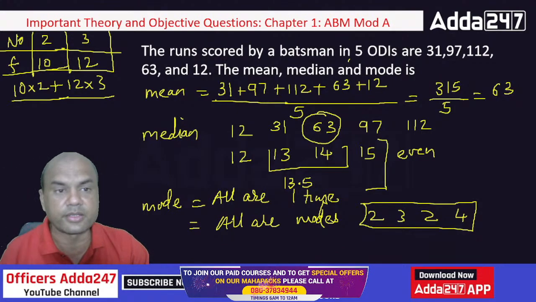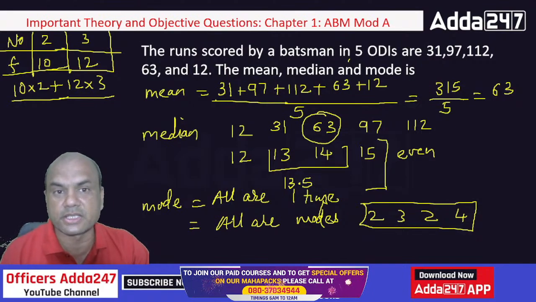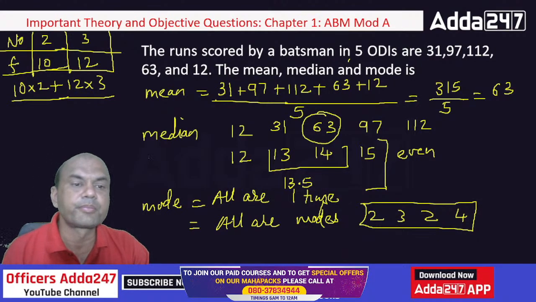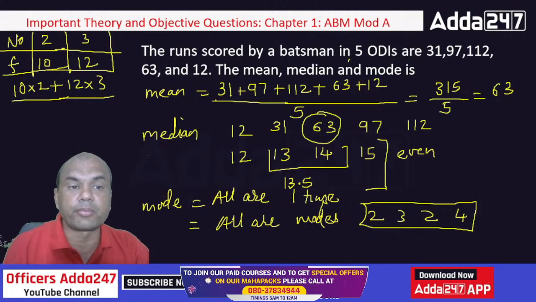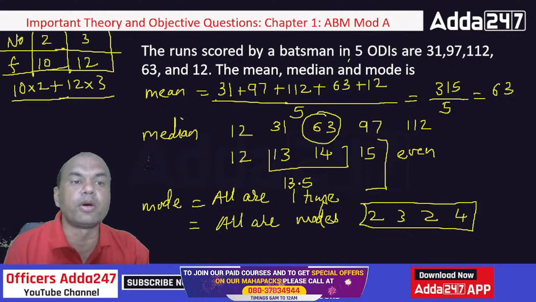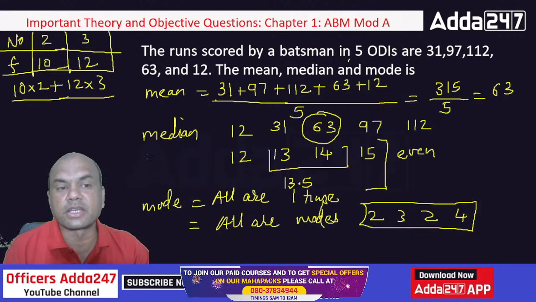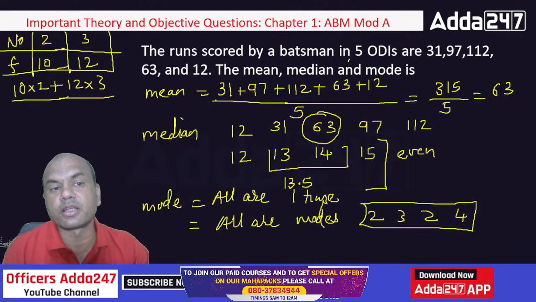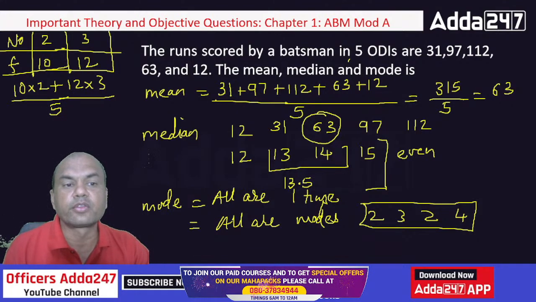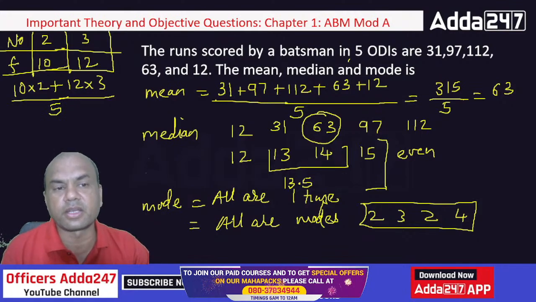This is if you are having the frequency as such. These are called grouped numbers. So this is how: 10 into 2 plus 12 into 3, upon the next, what? 2 plus 3, the total number. You'll add this, so 5. That will be the mean of this, whatever it comes.